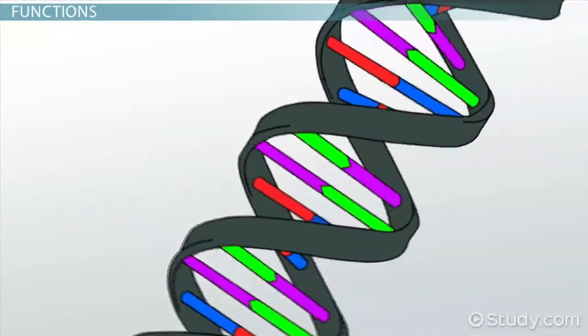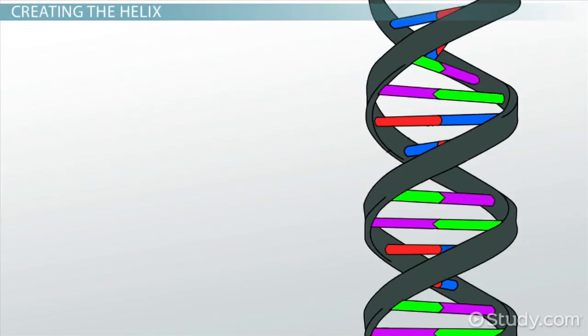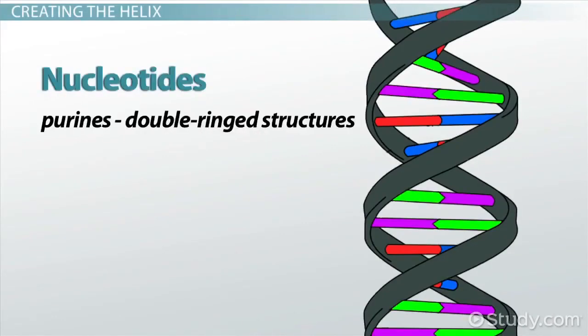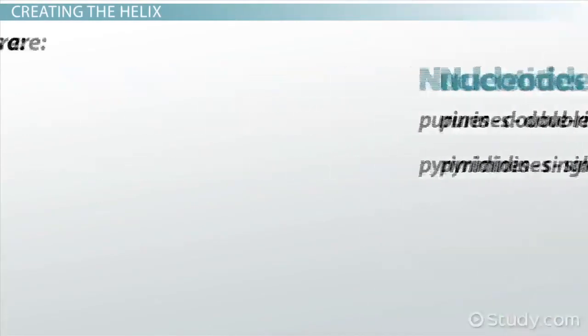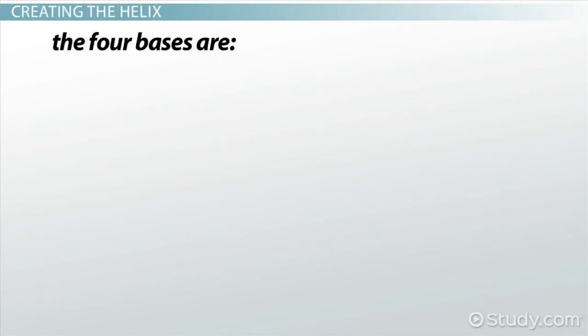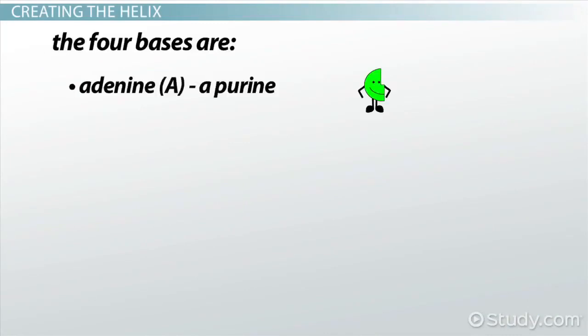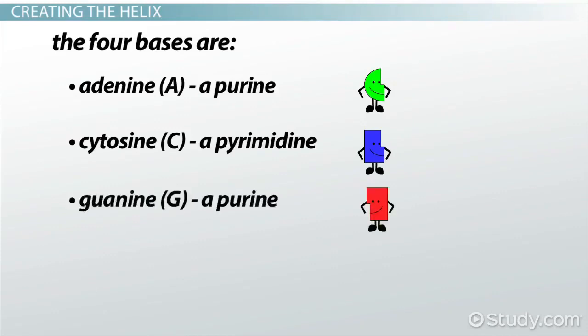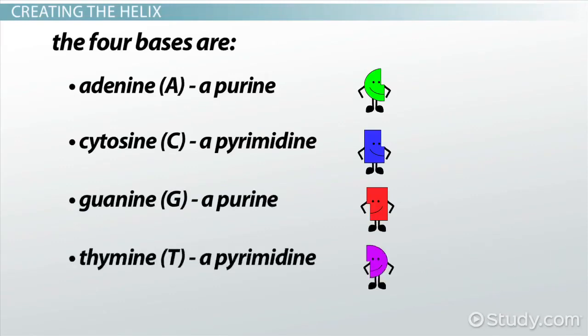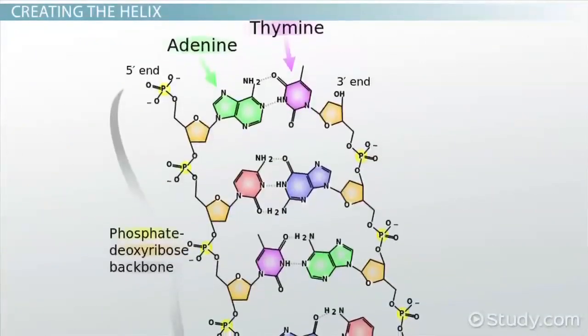Let's find out how the double helix is created. The 4 nucleotides are either purines, which are double ring structures, or pyrimidines, which are single ring structures. These are referred to as bases. The 4 bases are adenine, A, a purine; cytosine, C, a pyrimidine; guanine, G, a purine; thymine, T, a pyrimidine.